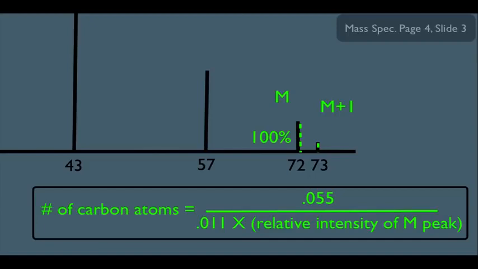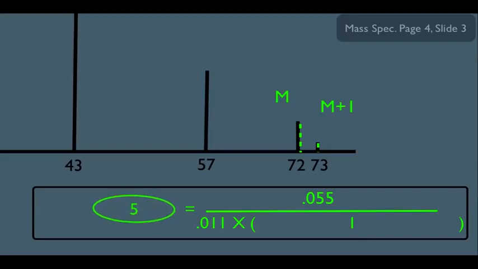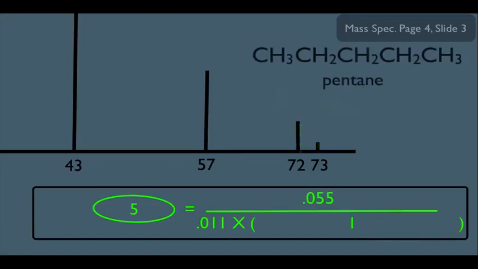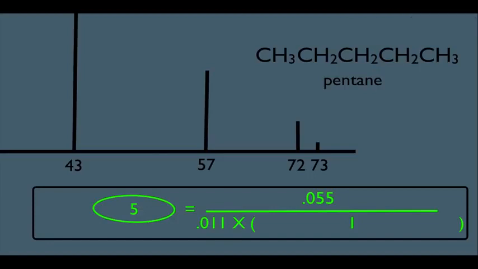Now, the last thing to take care of is the denominator here, the relative intensity of the M peak. Well, remember, that's the one we set as 100. And again, putting it in decimal form gives us a value of 1. And notice, performing this calculation right here, this happens to equal 5. And remember, we know that our sample here is pentane, and notice it does happen to have 5 carbons. So this is a very valuable formula to use.